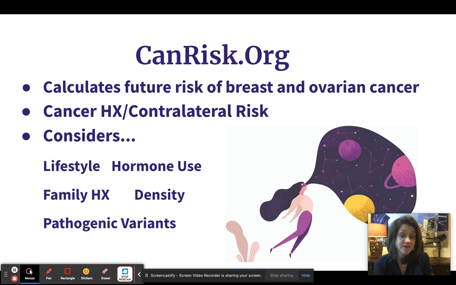You can use this tool for patients that have had cancer, DCIS, or LCIS. It helps us determine the contralateral risk for patients: what are the chances they're going to get another breast cancer in the other breast. This model includes family history, lifestyle with alcohol use, hormone use, breast density, and you can also use pathogenic variants and get a lifetime risk for each variant.